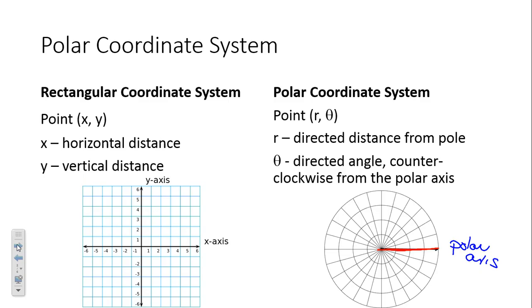All right, so now how do we convert between the two? Yep, I'm sorry. We've got an r and a theta. R is your directed distance from the pole. Okay, that would be the origin in our rectangular coordinate system. And theta is a directed angle counterclockwise from the polar axis. Polar axis. Okay.